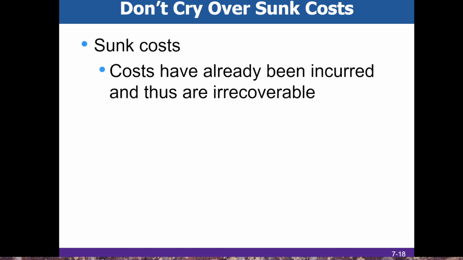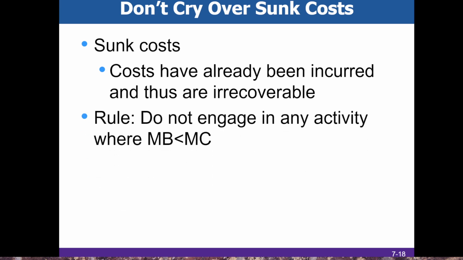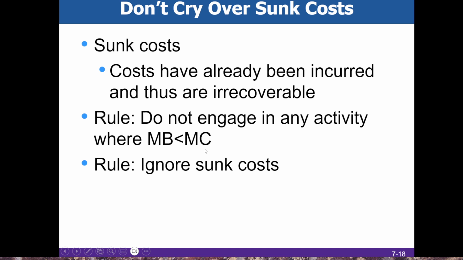Don't cry over sunk costs that have already been incurred and thus are irrecoverable. The rule is do not engage in any activity where marginal benefit is less than marginal cost. Right? We always want to produce where marginal benefit is greater than or equal to marginal cost. And the rule is to ignore the sunk cost. So when you think about what it cost Elon Musk to put in to start building cars, whether he built the cars or not, that cost was going to be lost.